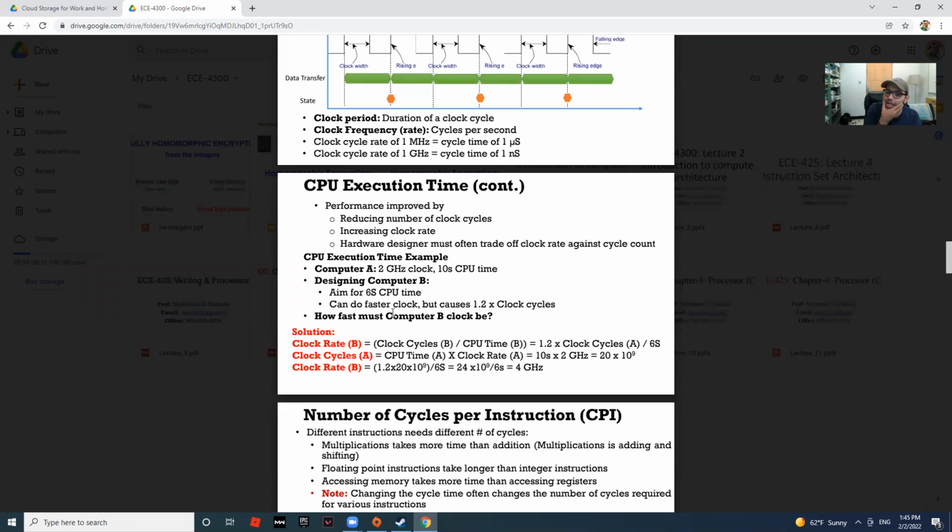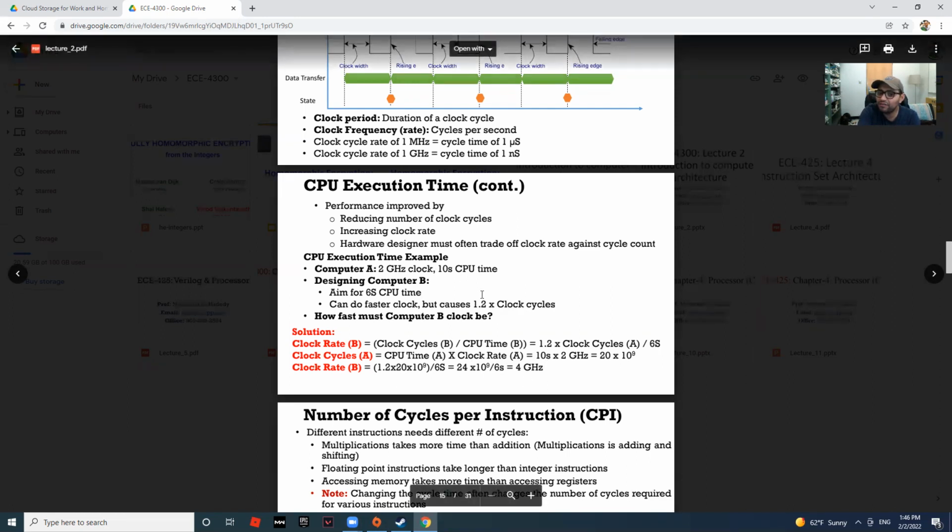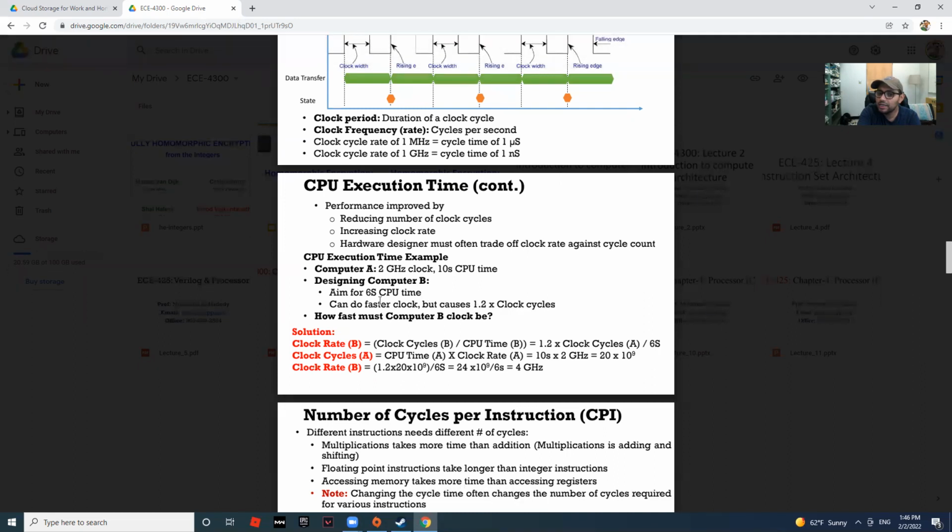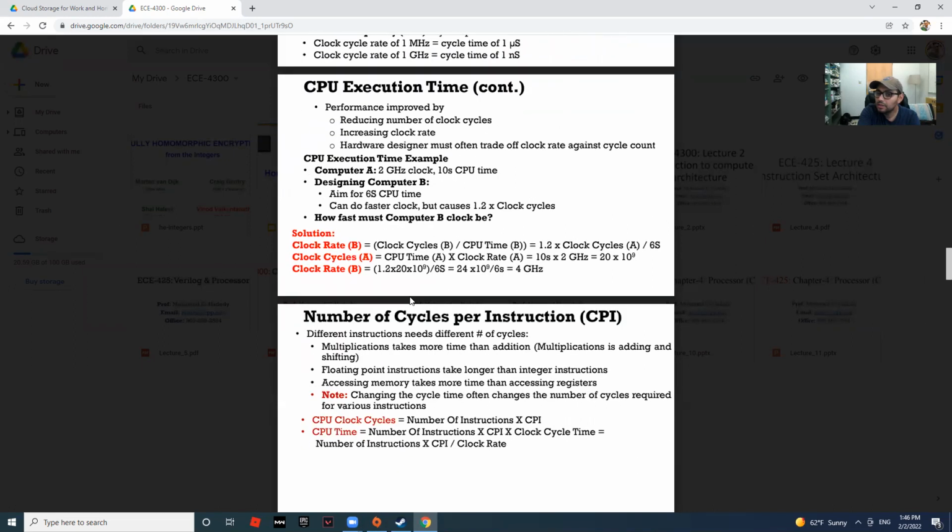So now the clock rate of B is going to be what? It's whatever we calculated at the top here, 1.2 times 20 times 10 to the power 9 divided by 6. And from there we figure out that the new processor in computer B has to be running at 4 gigahertz to fulfill the requirement of what? 6 seconds for the execution time of computer B. Does it make any sense to everybody?